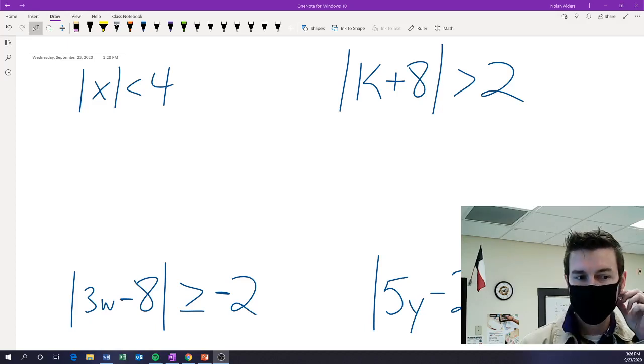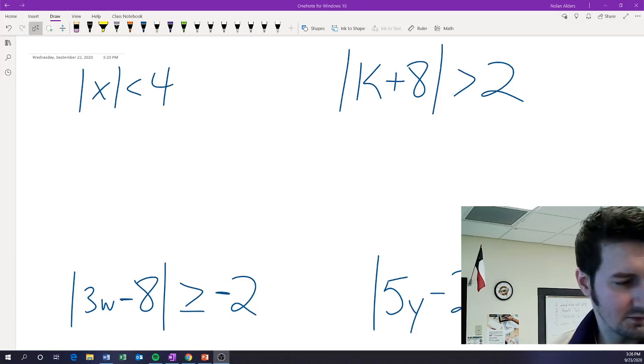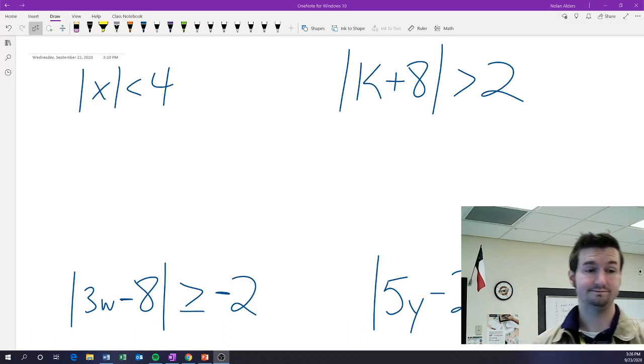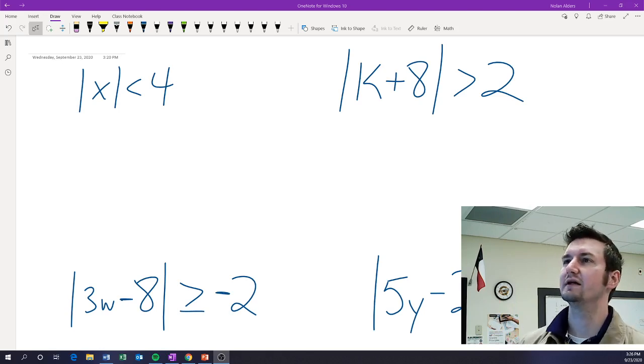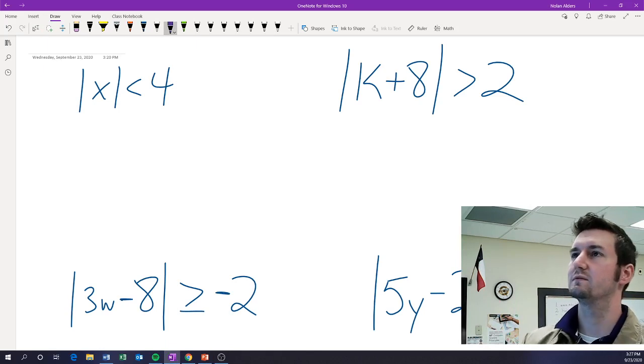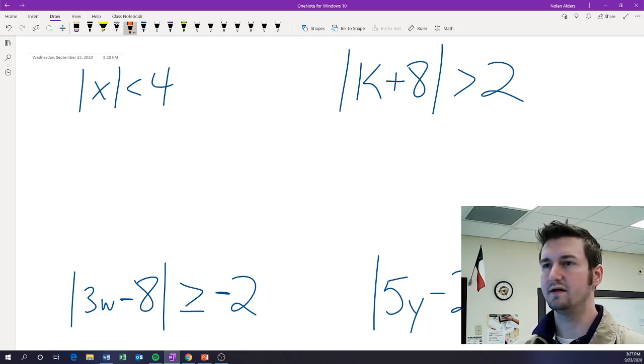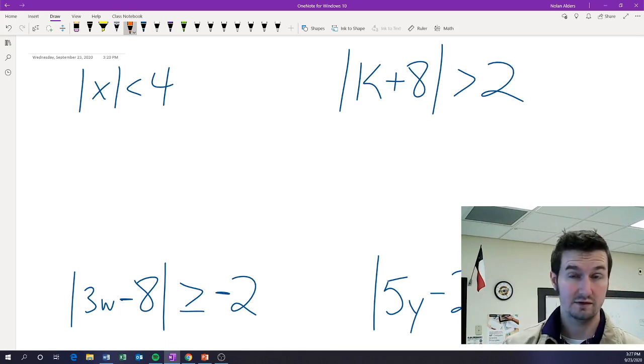Hey guys, today we're going to do a few examples with absolute value inequalities. So let's hop right in. We're going to do this first one up here in the top left. To do this, we already have the absolute values isolated on the left side, so we'll just go ahead and split it into our two equations.